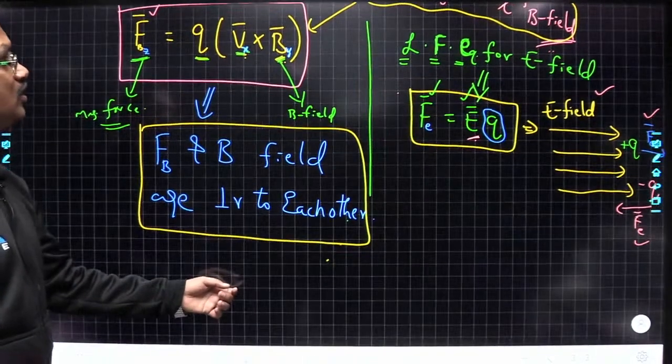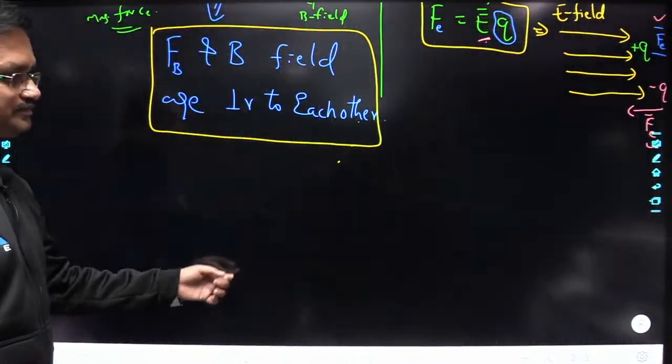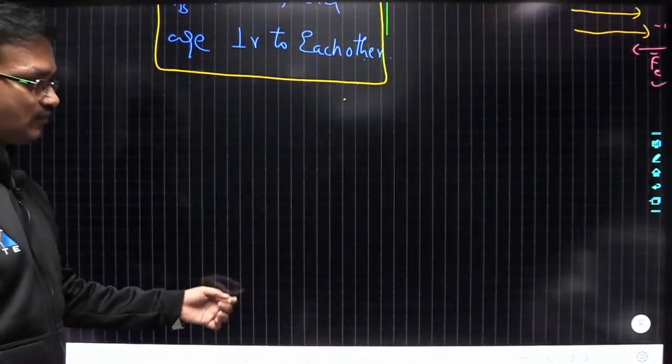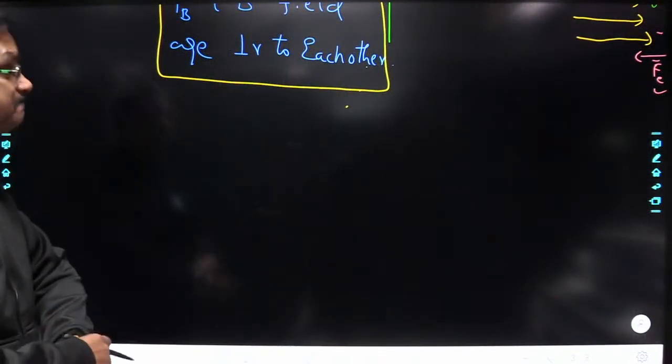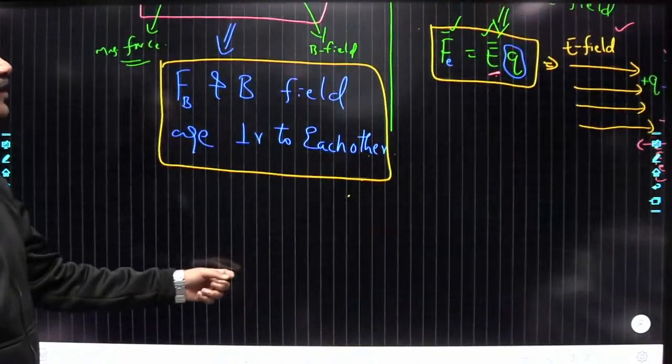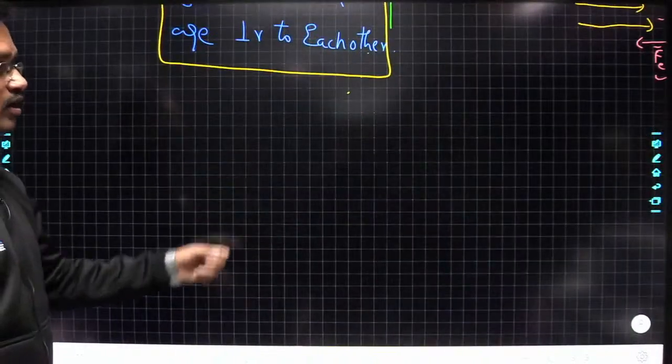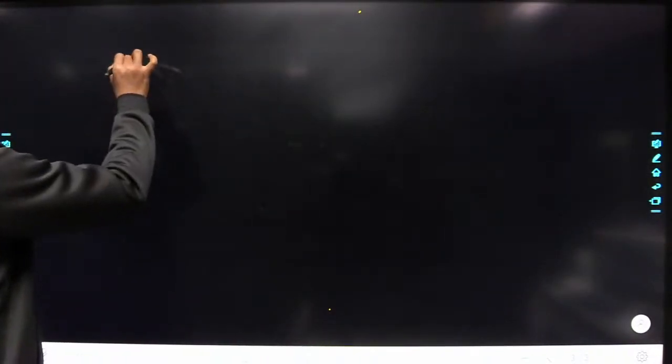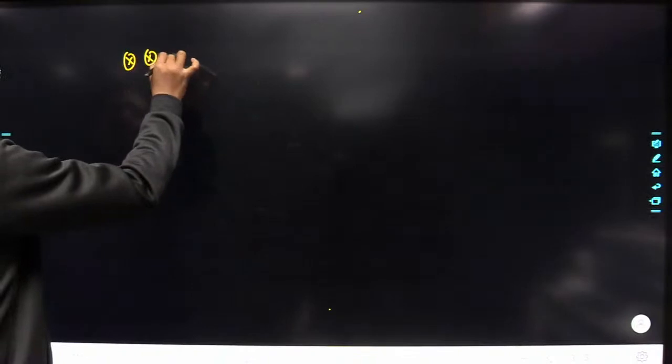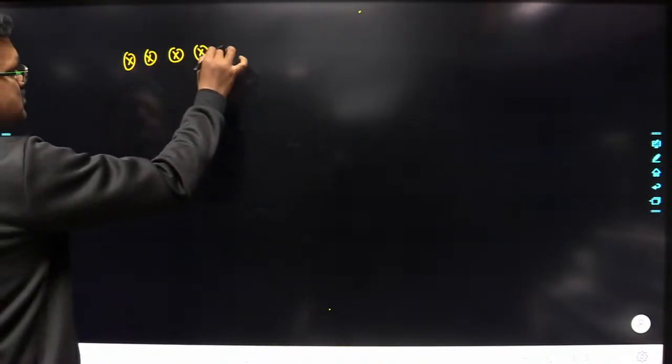Okay, yeah. So now, they are perpendicular to one another. Now I will give you some diagrams here, and you have to tell me the resultant force direction, right? Okay. So here I am considering the B field. This is the B field.